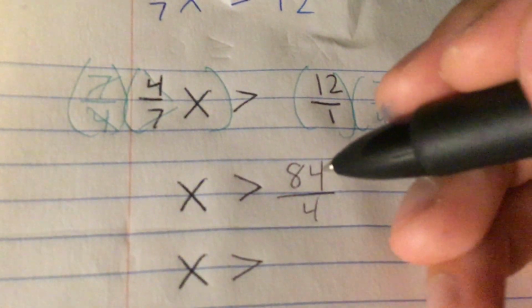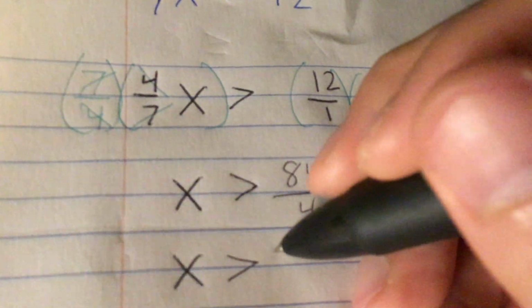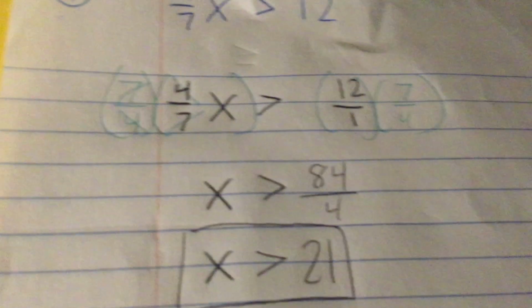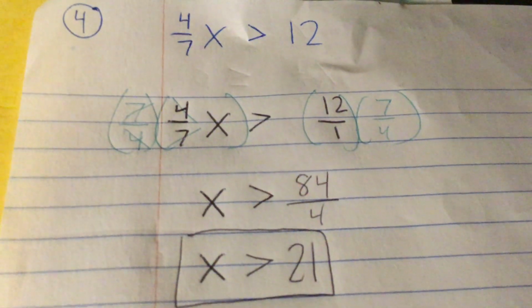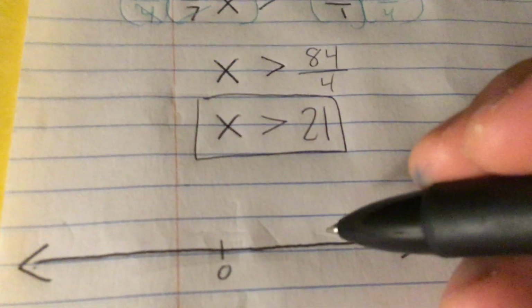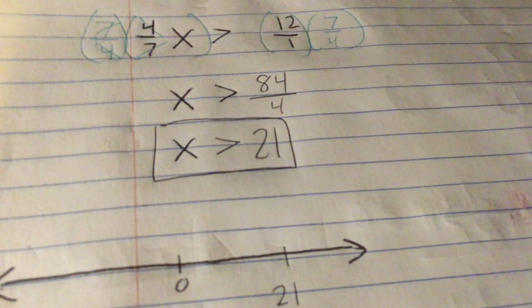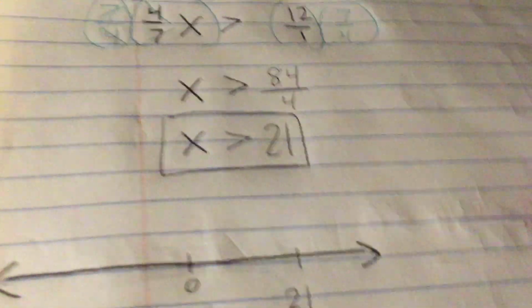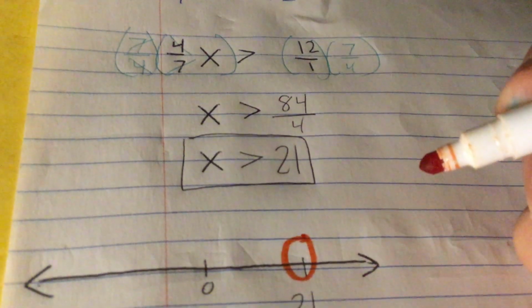X is still greater than. If 4 goes into 80 20 times, then 4 goes into 84 21 times. So x, as long as you are greater than 21, you're good. You are legal to be plugged into this inequality and get a true statement. So how do I graph that? Well, where is 21? 21 is to the right, so I'm just going to put it over here just for reference. Again, it doesn't have to be exactly to scale. So x is greater than 21, so 21 is my endpoint.